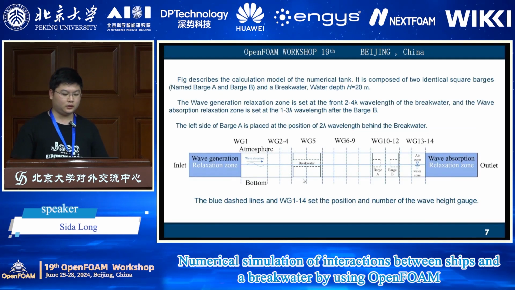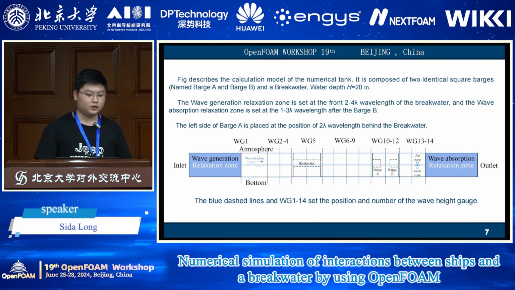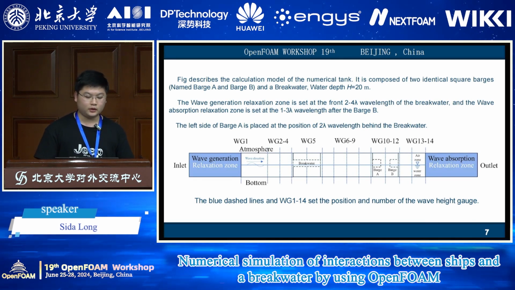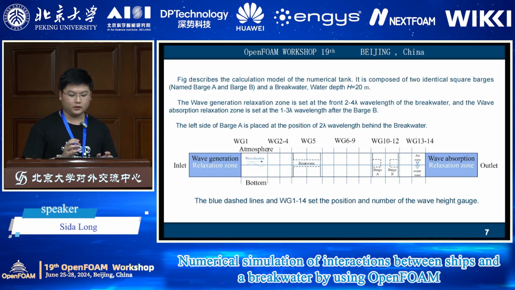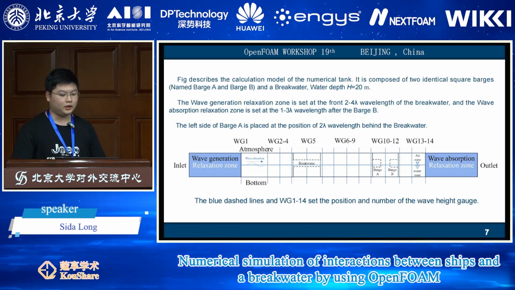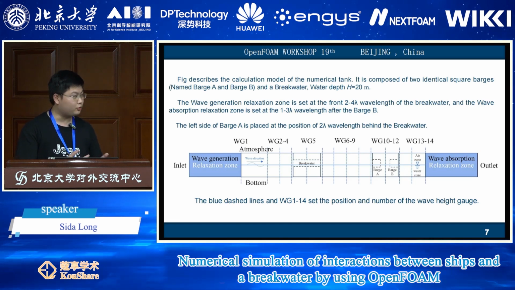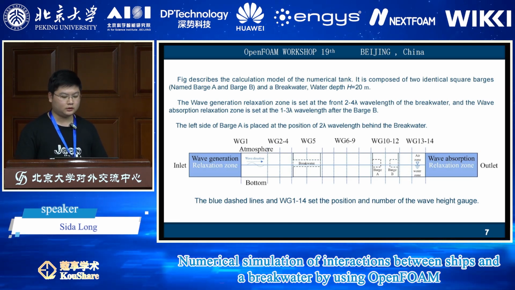Three is computational domain and boundary conditions. This figure describes the calculation model of the numerical tank. It's composed of two identical square barges, which we named barge A and barge B, and a breakwater. The water depth we set is 20 meters.